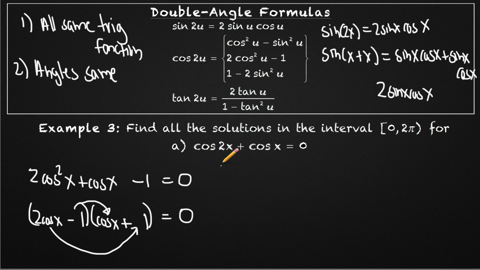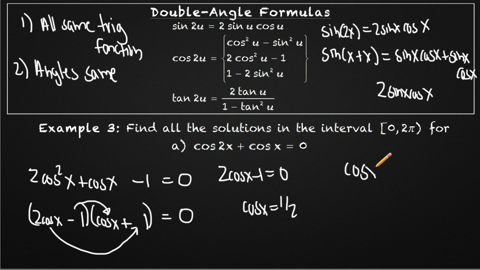So you want to set them equal to 0. 2 cosine x minus 1 equals 0. So cosine of x equals 1/2. And then the other factor gives me a cosine of x equals -1. All right, so this one's pretty simple to get. The cosine of x equals -1. Well, that's just going to be over here on our unit circle. It's going to be pi, which has coordinates of -1 and 0. So one of our answers is pi. Let me put that down there.